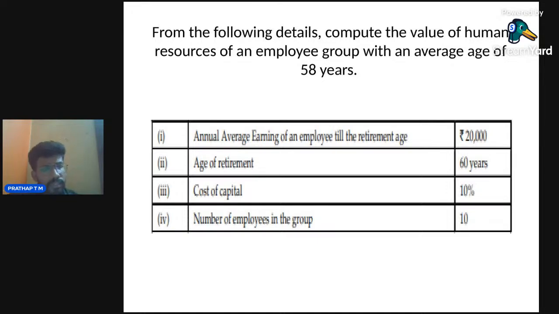I took an example where the age is 57. If you want, you can make it 56, 55, or 54. In such a way you can calculate as you calculate net present value. This is the one method we can follow for determining the value of human resources using Lev and Schwartz's model. No issue, anything is okay here. So let's move on. For understanding, you can go for different kinds of problems that might be asked in your exam.